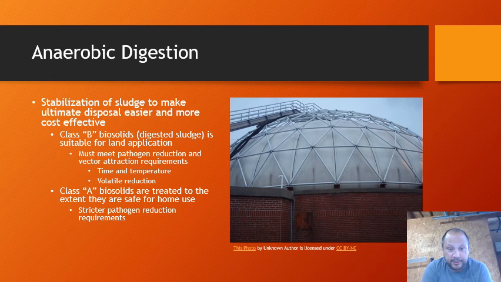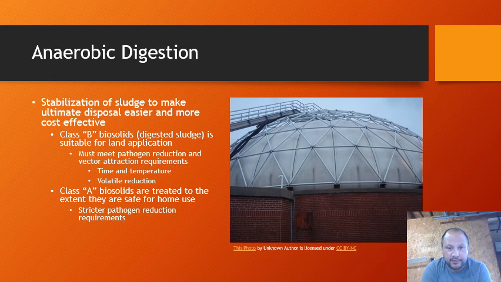At the Perrysburg plant, we meet pathogen reduction requirements by holding our sludge for a certain amount of time and at a certain temperature. In our case, 95 degrees Fahrenheit for 15 days. When we talk about vector attraction, we're talking about stabilizing the sludge so that it does not attract nuisance organisms like flies. And we are able to meet that requirement at Perrysburg by showing a % volatile reduction.